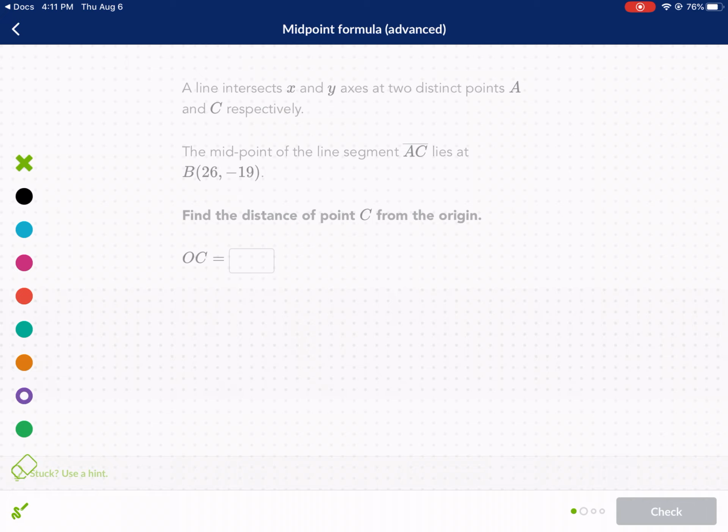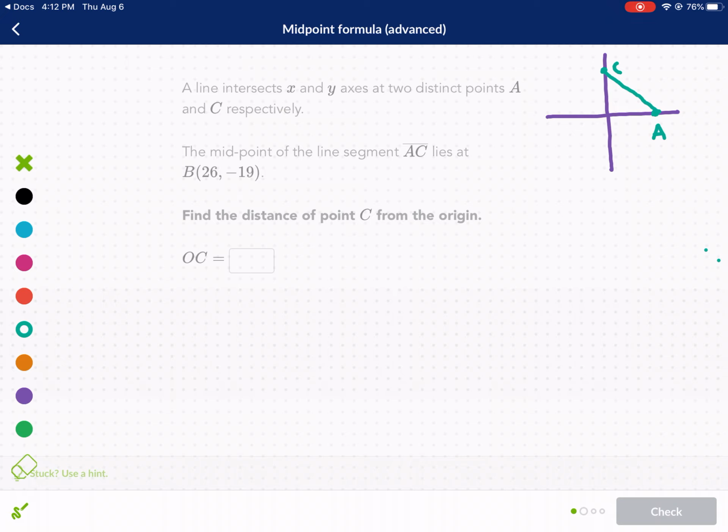Okay, so let's visualize this first. We're going to draw the coordinate plane. The line intersects the x and y axes at two distinct points, A and C respectively. So A intersects the x-axis, and then C intersects the y-axis, like this. The midpoint of line segment AC lies at 26, negative 19.